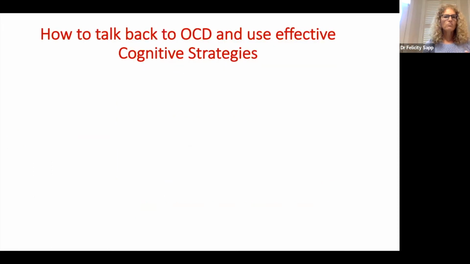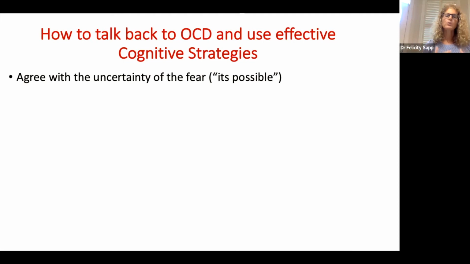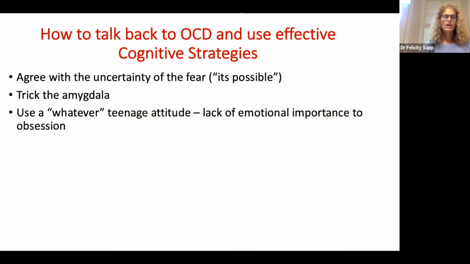So what are we going to do? How are we going to use these strategies? Well, first of all, like I just said, we want to agree with the possibility and the uncertainty of the fear. Yep, it's possible. It could happen. We want to trick the amygdala by agreeing with it. Teach the amygdala. Help it learn. I often talk about using a, whatever, roll my eyes, teenage attitude.